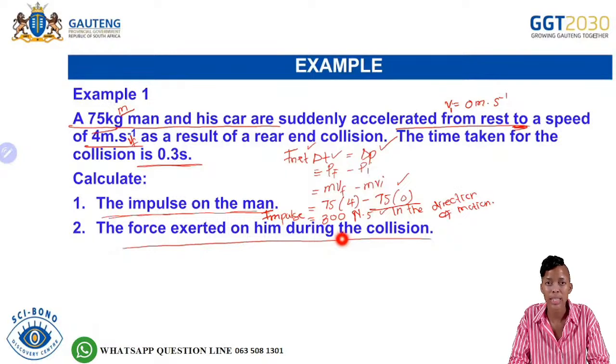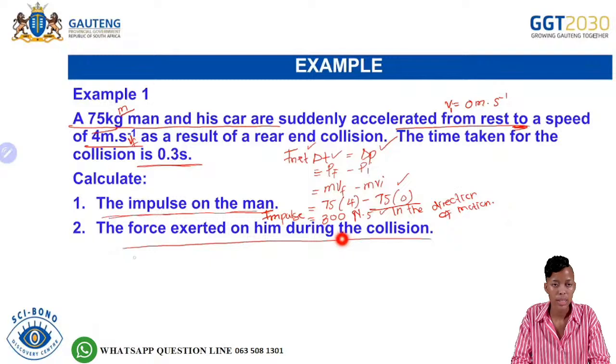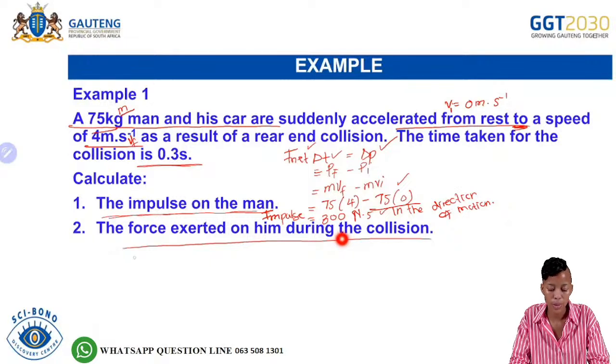Why are we giving it direction? Because we said that impulse is a vector quantity. What is a vector quantity? A physical quantity which has magnitude and direction. So magnitude is the 300, we have an SI unit, and the direction. Next question says that we need to calculate the force exerted on him during the collision.